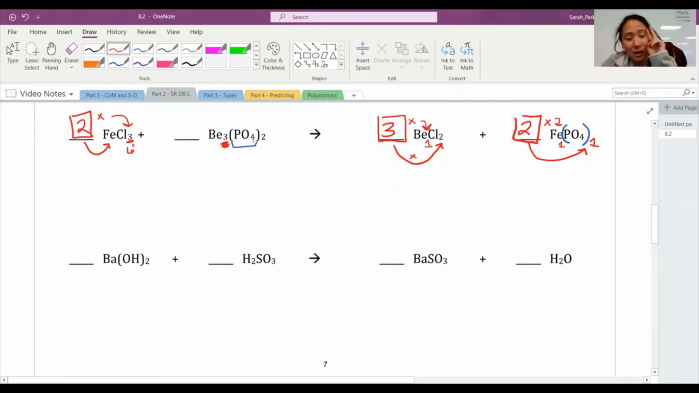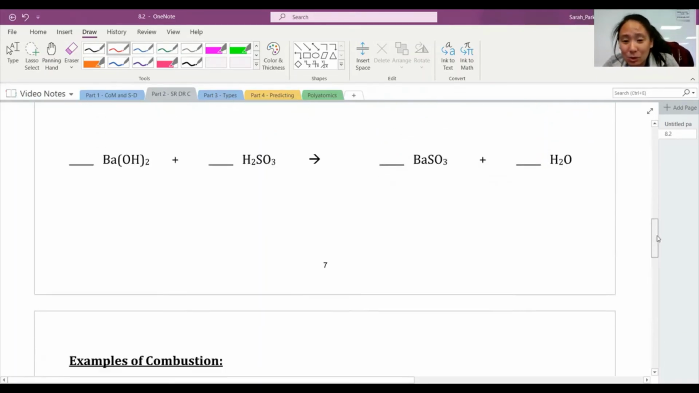Then you look on this side and ask, how many PO4s do I have on the left? I already have 2. See how 2 is on the outside of the parentheses? Then it's balanced. So now the answer is 2 blank 3 2, or 2 1 3 2, however you want to write it. I'm going to skip this last one real quick.